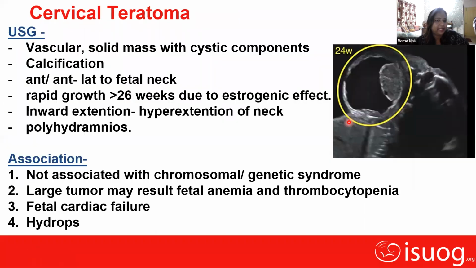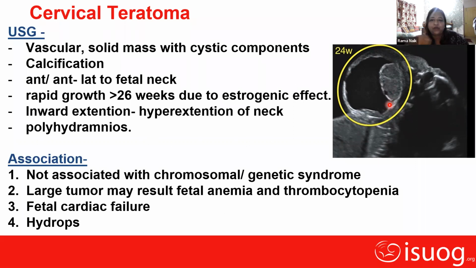Now, cervical teratoma. It's a tumor in the neck region, the most common tumor in the neck region. It's vascular, solid, and with cystic components. So the solid portion is here, the cystic portion is here. Also, we can see calcification spots here. It is mostly seen in the anterior or anterolateral portion of the fetal neck. And after 26 weeks, there is usually rapid growth due to estrogenic effect.